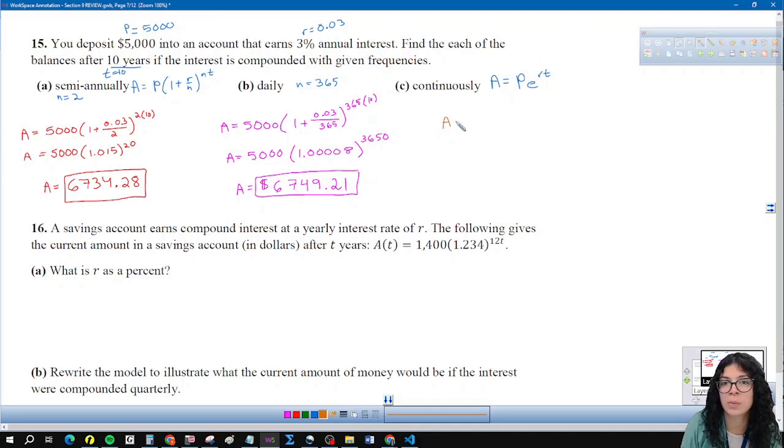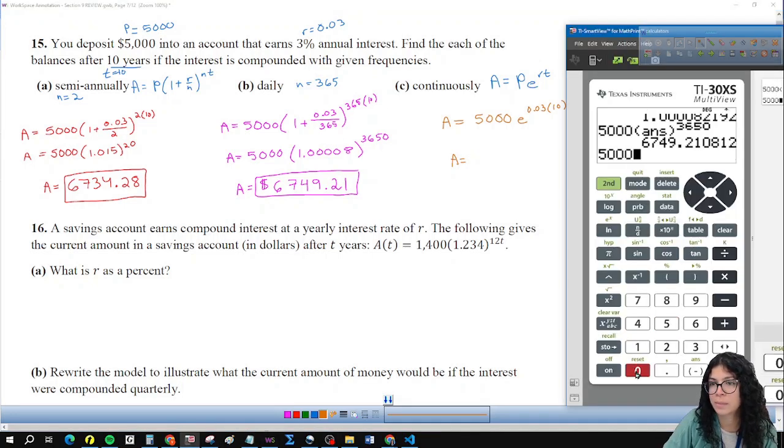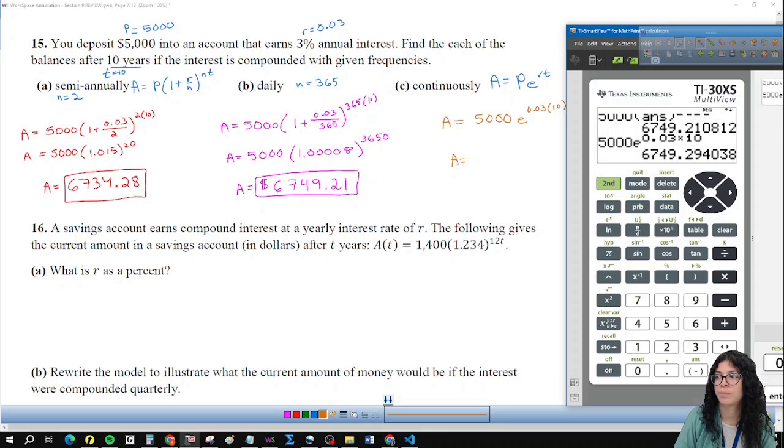But notice for the continuous, we use a completely different formula. We're going to do the principal 5,000, and that's multiplied by Euler's number to the power of the rate times t, which is 10. So I'm going to go ahead and plug that into my calculator. 5,000 times Euler's number to the power of the rate multiplied by time t, 10. So we get 6,749 and 29 cents.